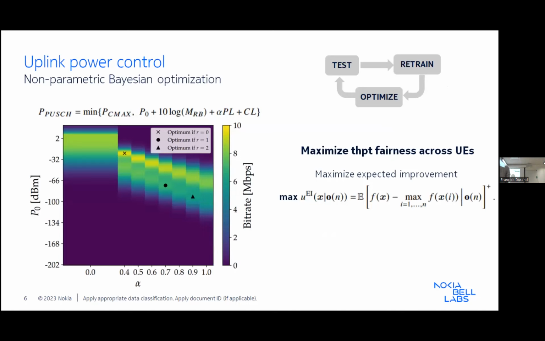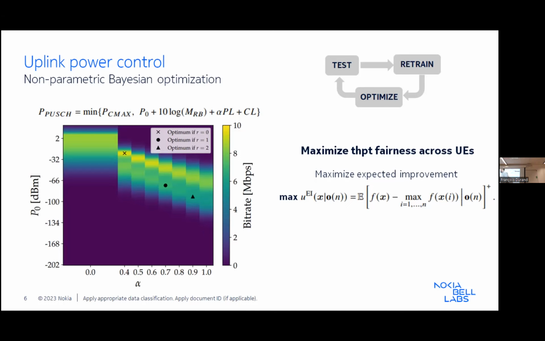So this, I think, is the fourth one, uplink power control. Also for this we made some live tests in Poland, if I'm not wrong. Basically, this is, as I see it, a simplified version of what we just saw, in the sense that here we want to optimize two parameters that regulate the uplink power and are associated to an unknown function.